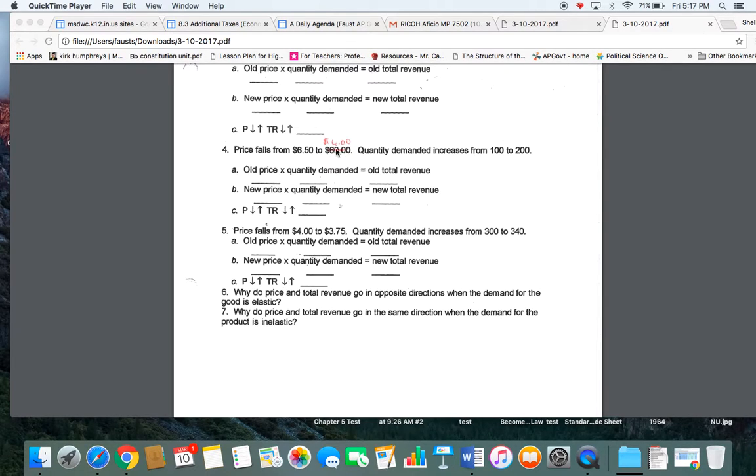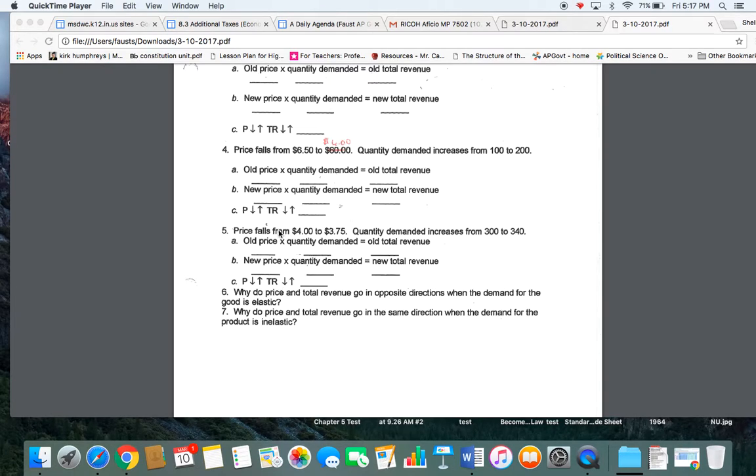I got this out of a book, and they had a misprint on here, so I changed that. It should be $6 because we're falling. So we're going from $6.50 to $6. Our old quantity is 100. Our new quantity is 200. So from 6.50 times 100, which is our old quantity demanded, 650 is our old total revenue. When we have $6 and 200, that's 1,200.